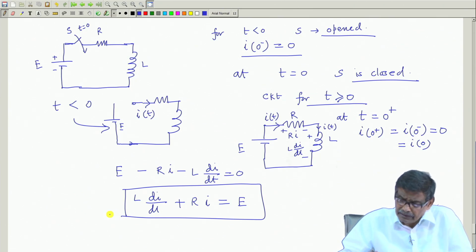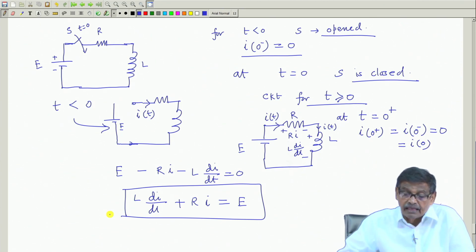I will devote some lectures on how to solve differential equations, but anyway this is so simple, I will do that in my next lecture, and also start looking at capacitors.